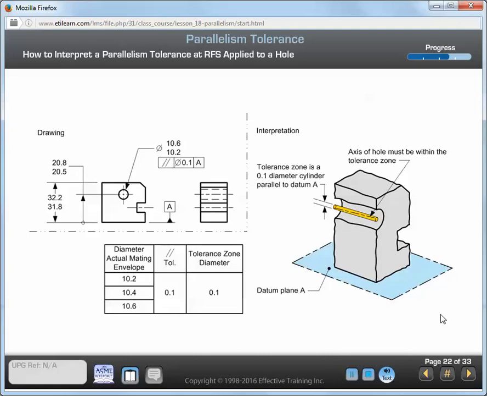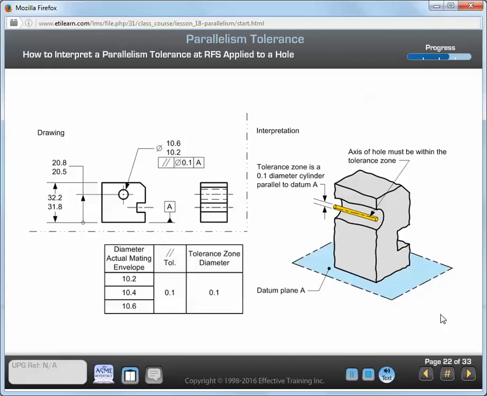On the left is a parallelism tolerance at RFS applied to a hole. Where a parallelism tolerance is applied to a feature of size dimension, the tolerance zone applies to the axis or center plane of the unrelated actual mating envelope of the feature of size. The interpretation of the parallelism tolerance is on the right.